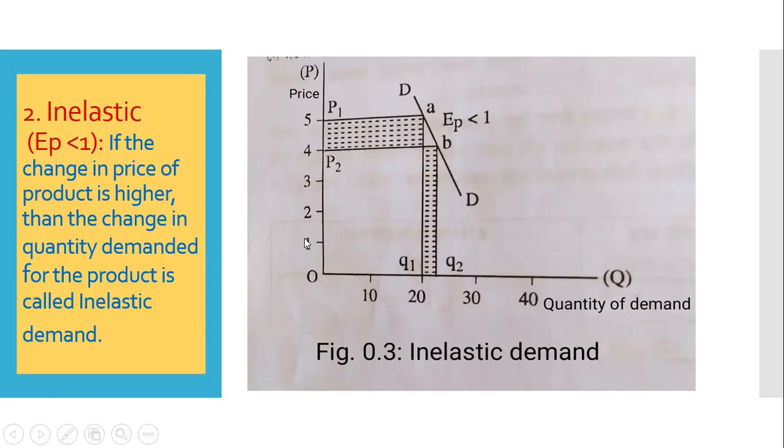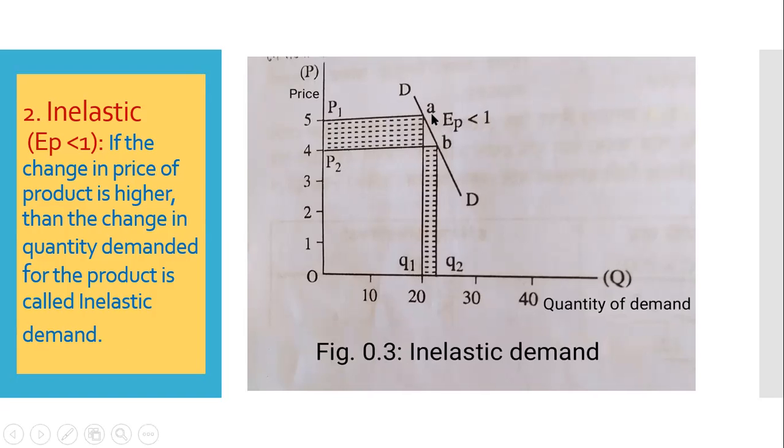Actually, this type of inelastic demand we get for necessary products, because for necessary products, whether the price increases a lot or decreases a lot, we have to use the good according to our need. And so our quantity demanded responds less to price change. So here the percentage change in price is greater than the percentage change in quantity demanded, and in this case the demand curve we get is a bit steeper.